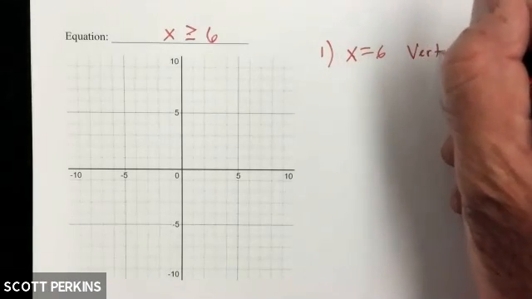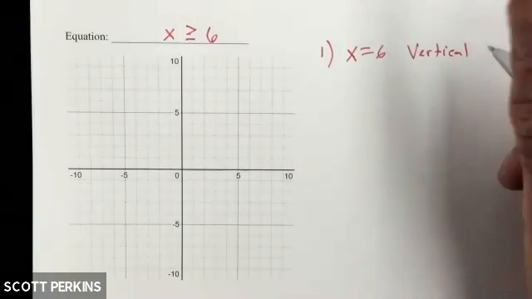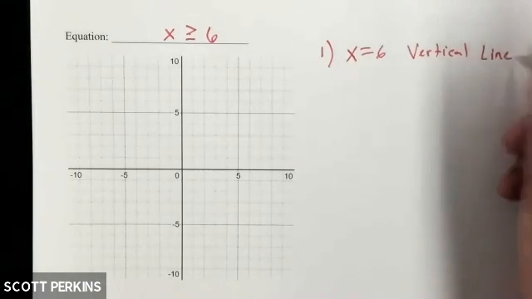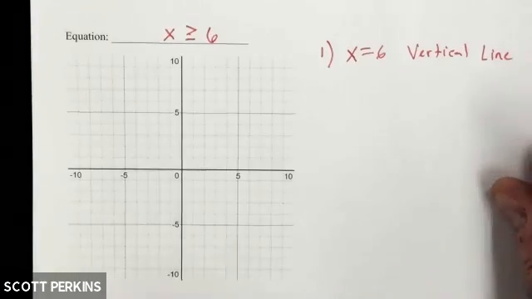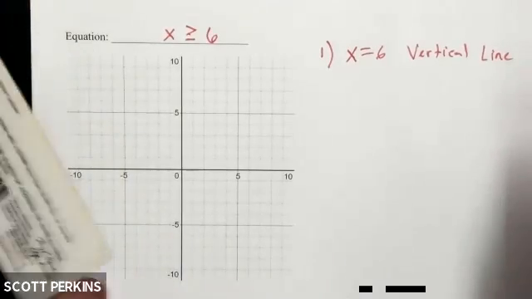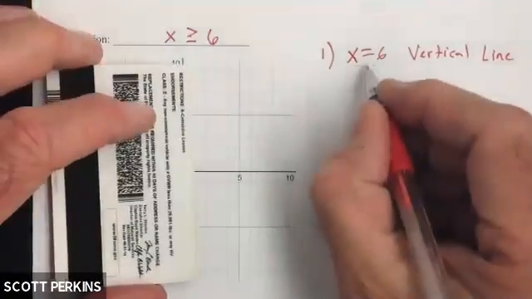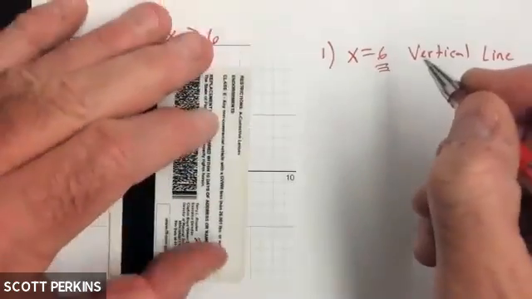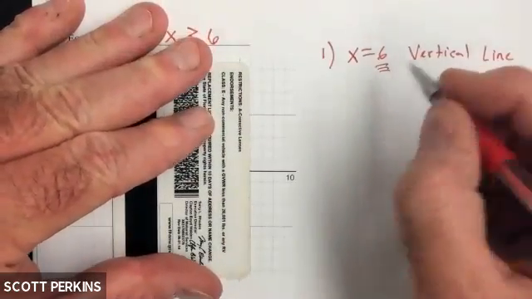Okay, so if you didn't notice that, you can of course do the table for it, but this is going to be a vertical line. So that's a review of something we talked about before. My vertical line goes straight up and down. So I'm going to have a vertical line at the value 6. I'm going to come over here to the value 6, and there's my vertical line.